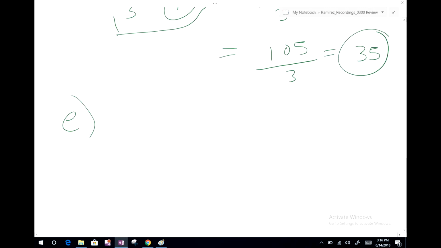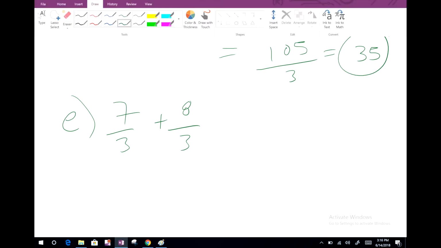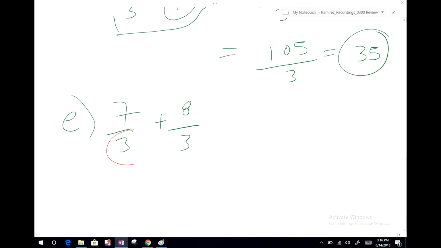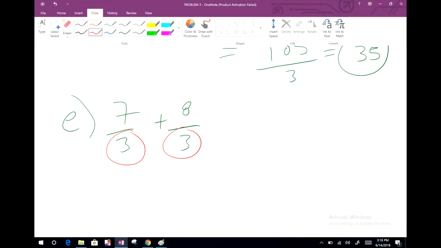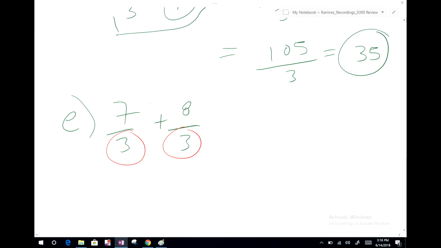E asks us to do the following. 7 over 3 plus 8 over 3. Whenever you're adding and subtracting fractions, the first thing you must do is make sure that their denominators are the same. Here we have 3 on each one, so we can go ahead and just add them. So 7 plus 8.